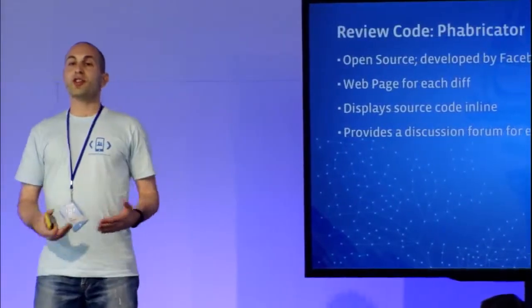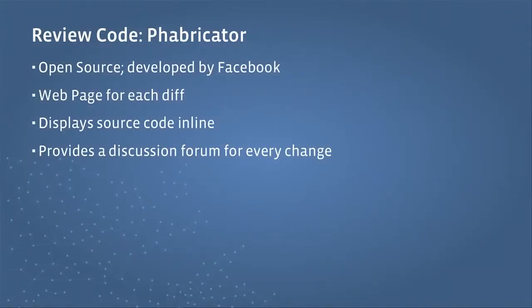Now, when you check in your changes, when you submit them for review, instead of going into master, it goes into a system called Fabricator. And Fabricator is open source, which means all of you can go download it and use it as part of your process. And what it does is it takes that diff and it creates a web page for every diff.